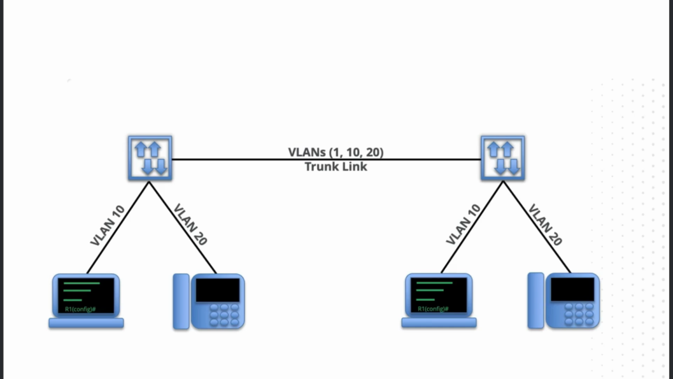So here we have two switches. They're just going to be connected back to back, and we're going to make the link between them a trunk link. We'll have two host PCs in VLAN 10, and two IP phone devices in VLAN 20. The whole thing we're going to show here is that you can have separate VLANs for each type of traffic. You can consolidate those and allow them to pass between inter-switch links via trunking.